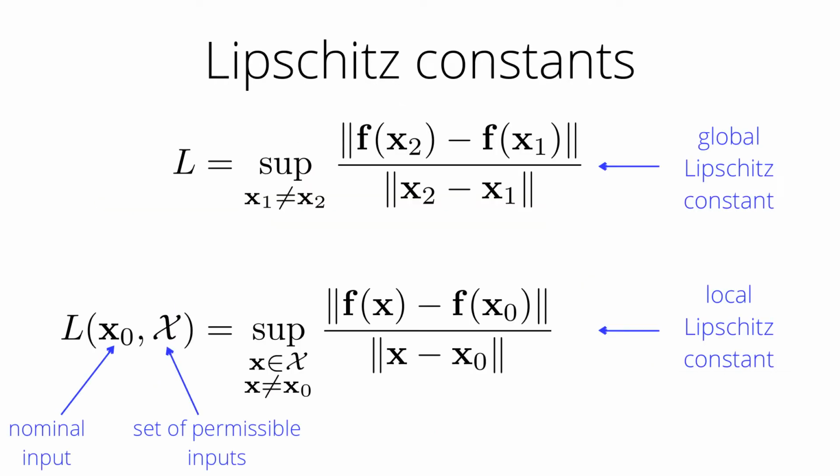But one tool for analyzing the sensitivity of neural networks is Lipschitz constants. Lipschitz constants describe the maximum change in the output of a function with respect to a change in the input. There are two main varieties: global Lipschitz constants, which are taken with respect to all possible inputs, and local Lipschitz constants, which are taken with respect to a nominal input x0 and a set of permissible inputs script x. For the global Lipschitz constant, the only bound that can be computed on it for large networks is very conservative. So the goal in this section will be to consider the local Lipschitz constant. By only considering a particular set of inputs, we'll be able to generate tighter sensitivity bounds for a network.